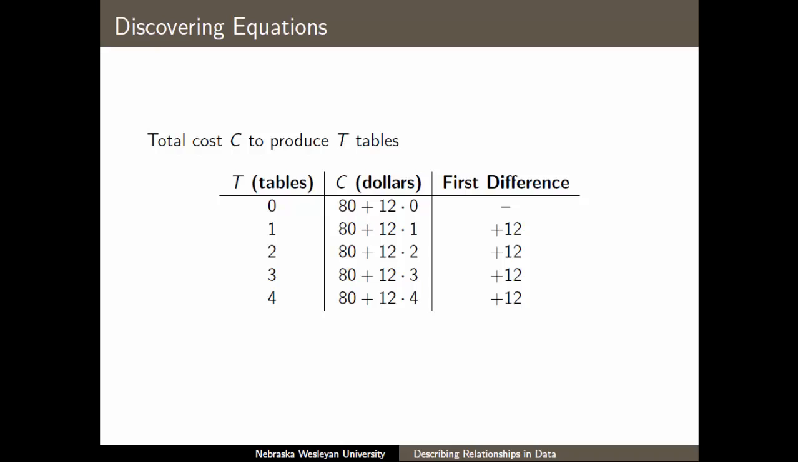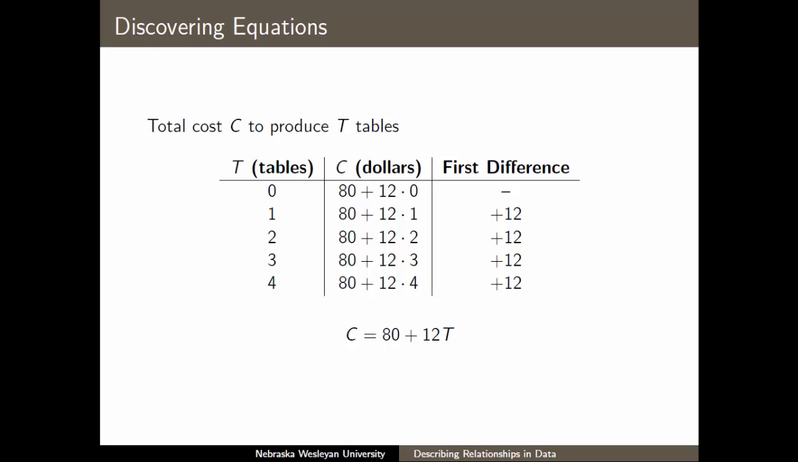Once we notice this constant increase of plus 12, we could write the costs in a slightly strange way. We could say that to make 0 tables costs $80 and we add 12 no times. And to make one table is the $80 we have to pay plus $12 one time because we're making one table. To make two tables would be the $80 we must pay, those fixed costs, plus $12 two times to make the two tables. The reason we might write it in this way is that it suggests a pattern that we can capture in an equation.